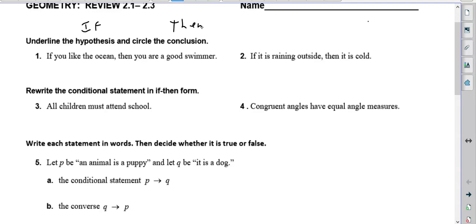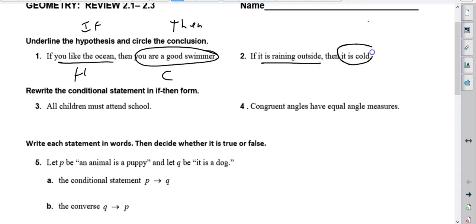So if you like the ocean, well, you like the ocean. Then you're a good swimmer. There's your conclusion. All right? So hypothesis, conclusion. As soon as we see if, it is raining outside, then it is cold. Hypothesis, conclusion.